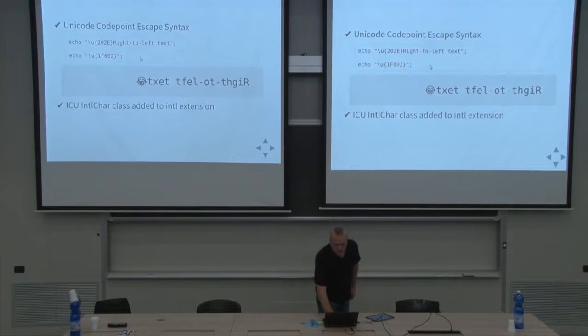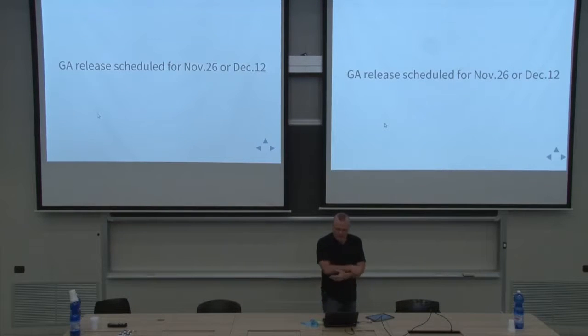There's a new Unicode code point escape syntax, backslash U. You put the code point in, and then it's an easier way of printing out weird characters. There's an Intl char class that's been added to the Intl extension. And we're hoping, I'm not sure we're going to hit November 26th. It's Thanksgiving in the US, and it might be too tough on us. But definitely by December 12th, I figure we'll have it out.